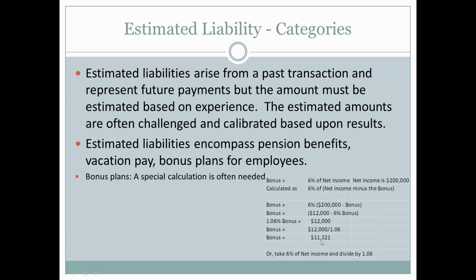The bonus is equal to $11,321. That's how you can do it algebraically, but in a common sense sort of way of solving it, you can take 6% of net income. 6% of $200,000 is $12,000, and then just simply divide it by 1 plus the bonus rate.